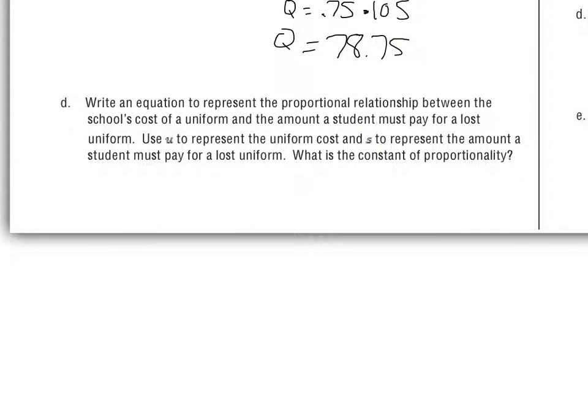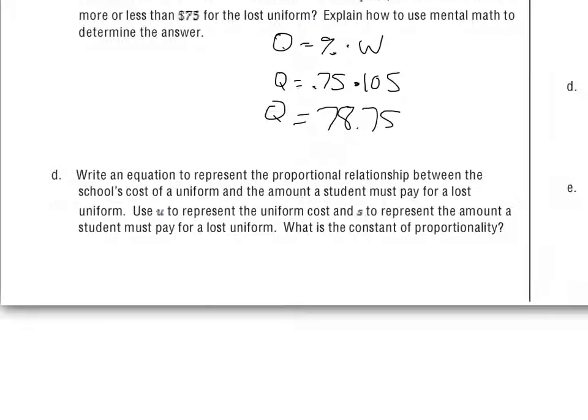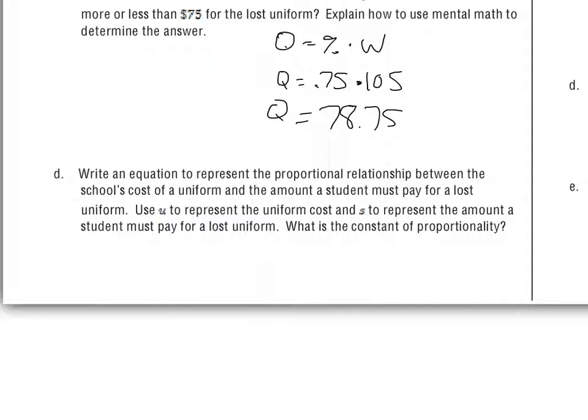Lastly, it says to write an equation to represent a proportional relationship between the school's cost for the uniform and what the student must pay for a lost uniform. Use U to represent the uniform cost, S to represent the student's amount, the amount the student would pay. What is the constant of proportionality? So basically, we're just using the same equation above. We're replacing two of the variables with S and U. So go ahead and write your equation.